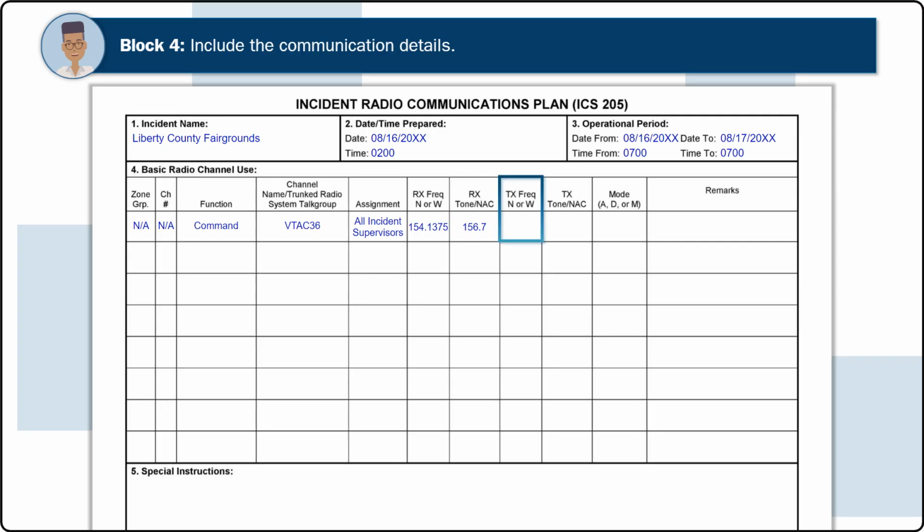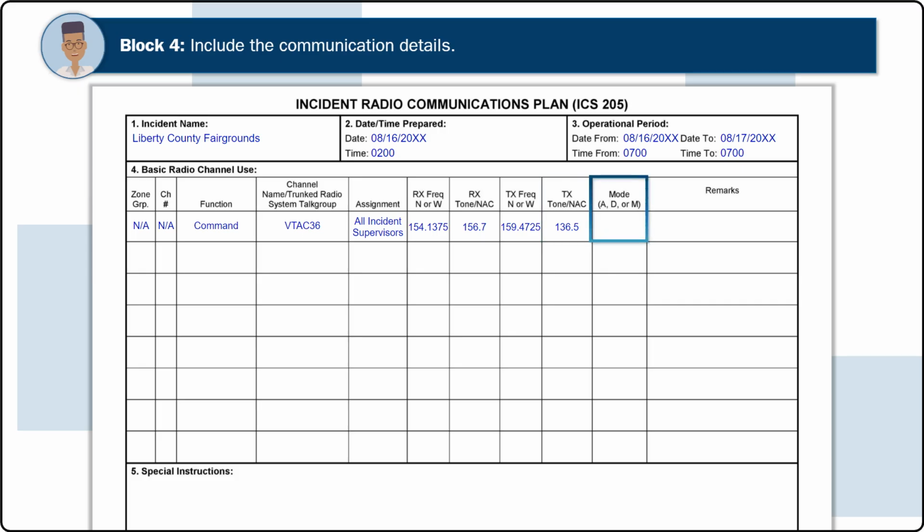In the 8th column, we enter the transmit frequency, which is abbreviated as TX. Again, N or W means narrow or wideband. In our example, the transmit frequency is 159.4725 narrow. In the TX tone or NAC column, enter the CTCSS subaudible tone or the NAC for the transmit frequency. In this case, 136.5.